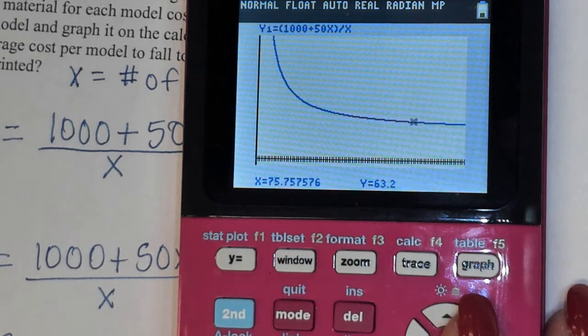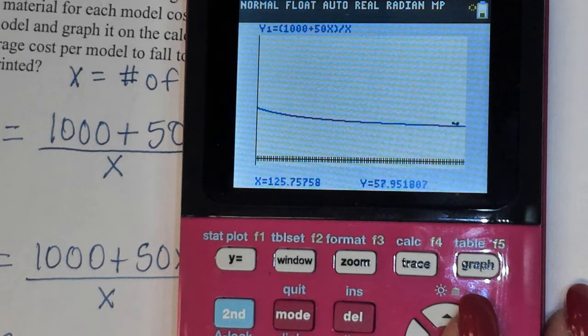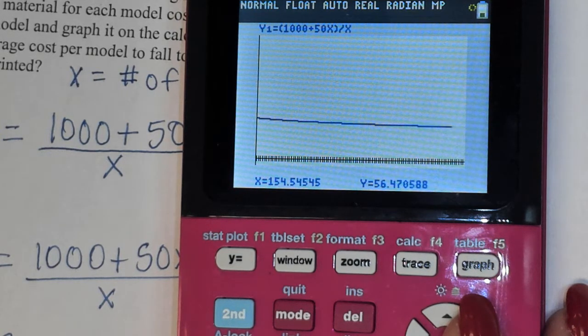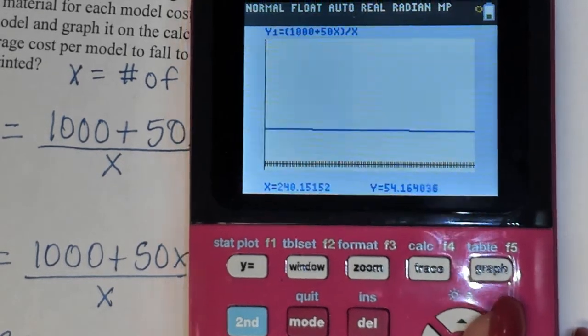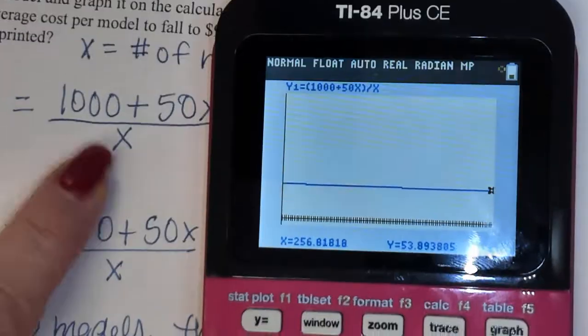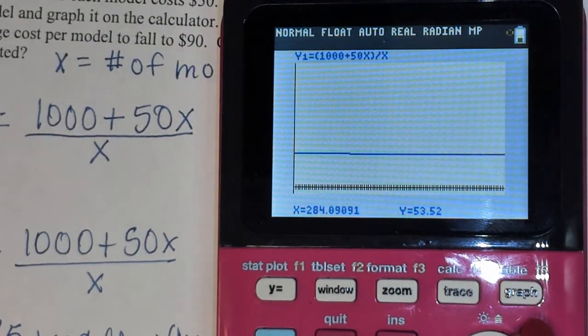What do you think this average price is going to level out to? I'm looking at the y's as I make more and more. I'll just sit here and hold it until you figure it out. What do you think the average price is going to level down to? 50. Can somebody explain why? Okay, but there's another really good reason why. I want you to look back at this equation right here. Tell me why this y is going to approach 50.